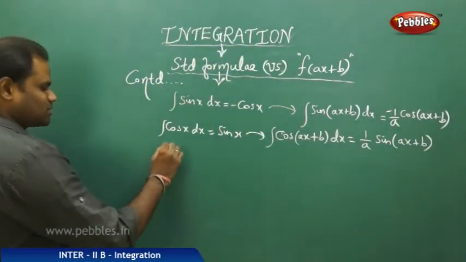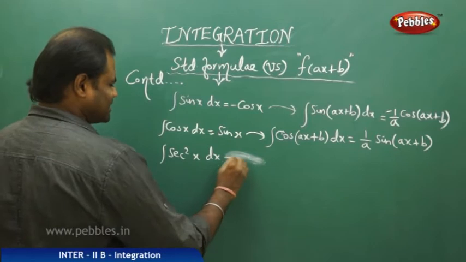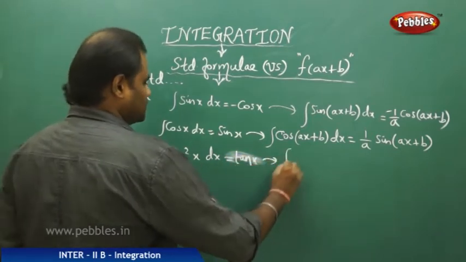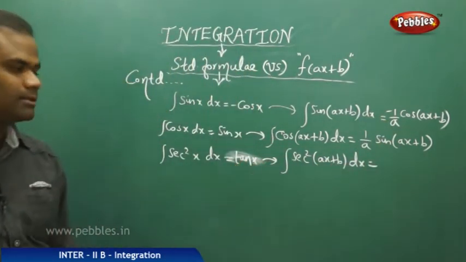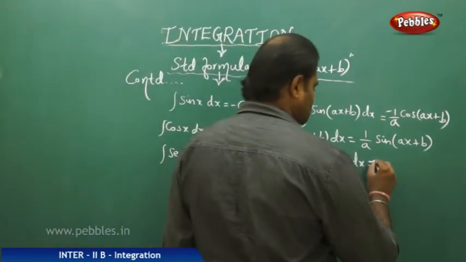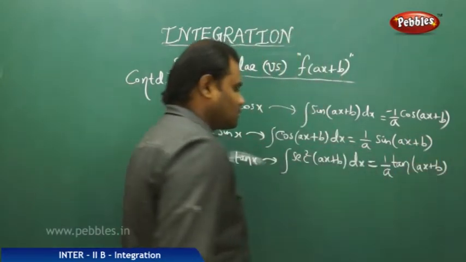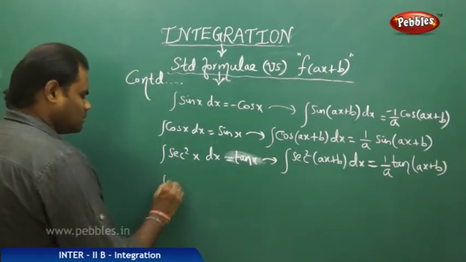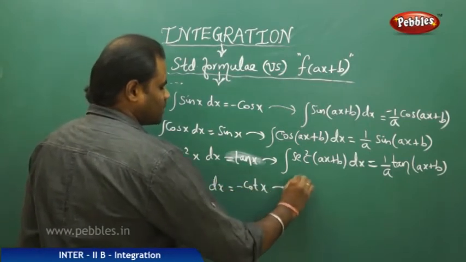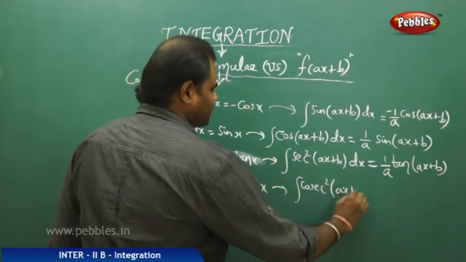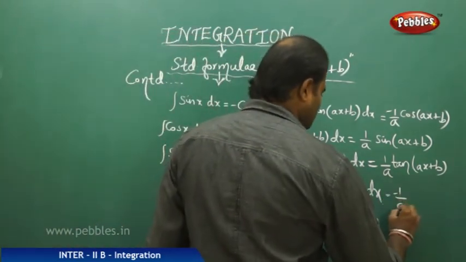And then integral of secant square x dx is tan x. Then integral of secant square ax plus b dx would be 1 by a times tan ax plus b. And then up next is cosecant square, which we know integrates to minus cot, and therefore cosecant square of ax plus b will be 1 by a of minus cot x, that is minus 1 by a cot ax plus b, etc.